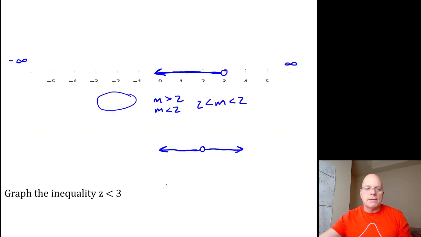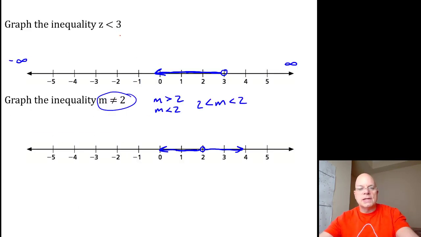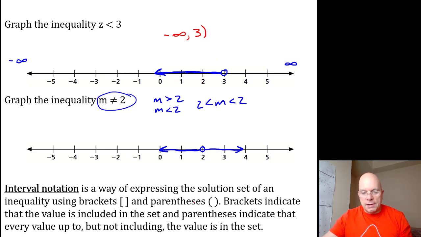Like if we look back at this inequality, z is less than 3, because the arrow is going to the left, we know the least possible value of z is -infinity. And it goes all the way up to 3, but doesn't include the 3, and that's when we use parentheses. Parentheses indicate that the value is not included. Brackets indicate that the value is included. And infinity and -infinity always get parentheses.